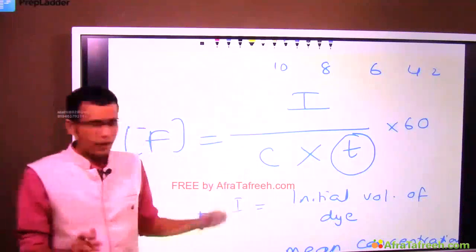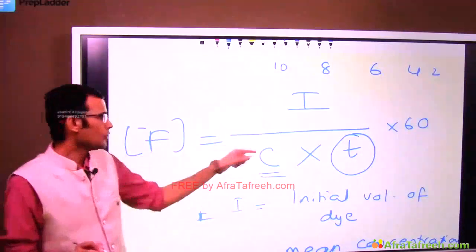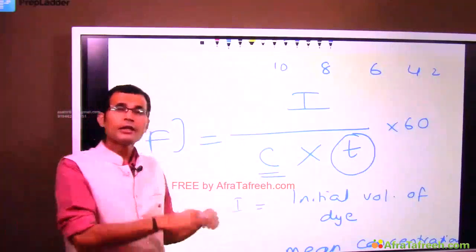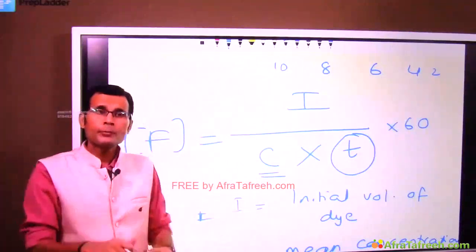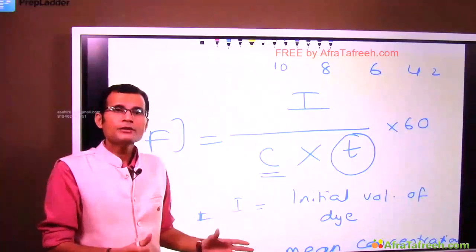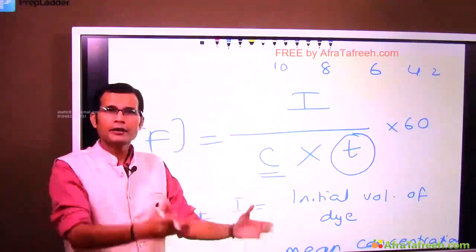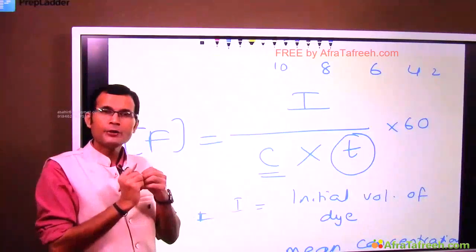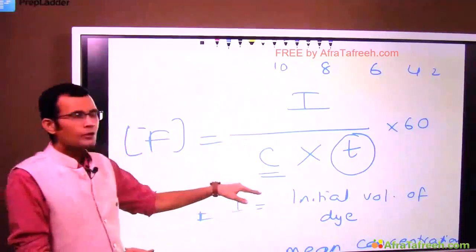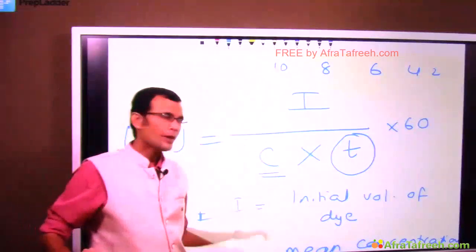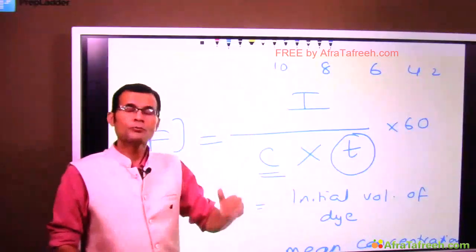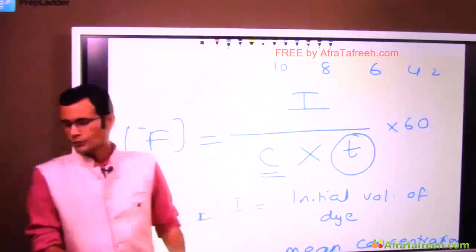And of course, as I already mentioned, C, the mean concentration, is in the denominator. If it is less, that means the dye was diluted very rapidly, and that means stroke volume was higher. Therefore, dye was diluted very rapidly in successive samples, and therefore mean concentration is less. That will mean cardiac output will be more, stroke volume will be higher. So that is the base.